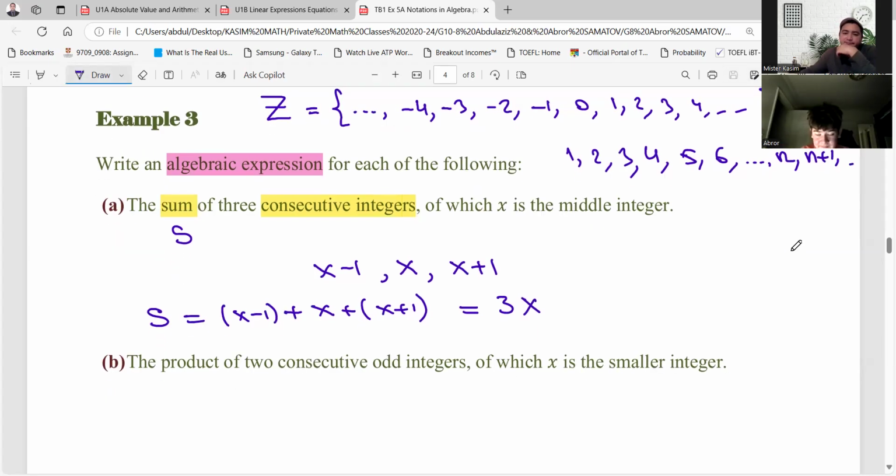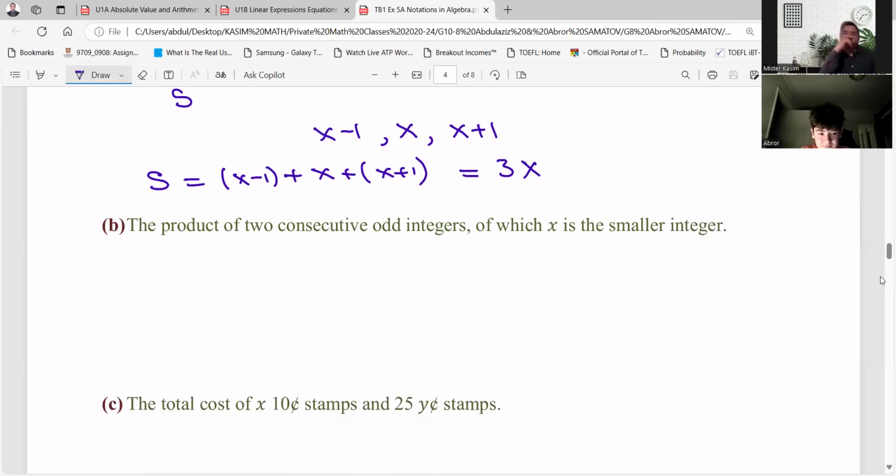Next, read question B. The product of two consecutive odd integers of which x is the smaller integer. Okay. So what does odd mean? Odd integers are like 1, 3, 5, 7, 9, 11. These are odd integers.